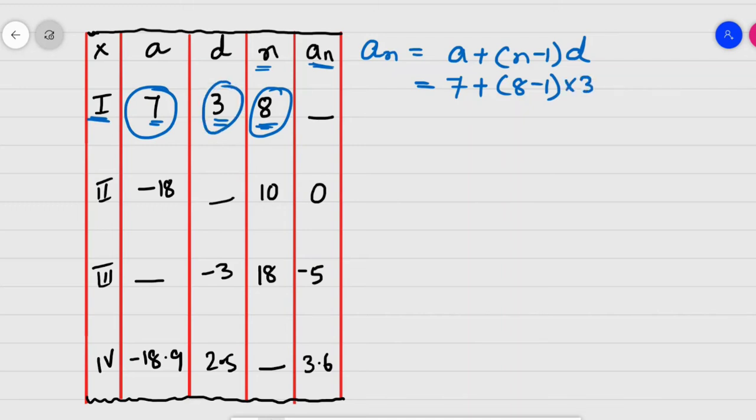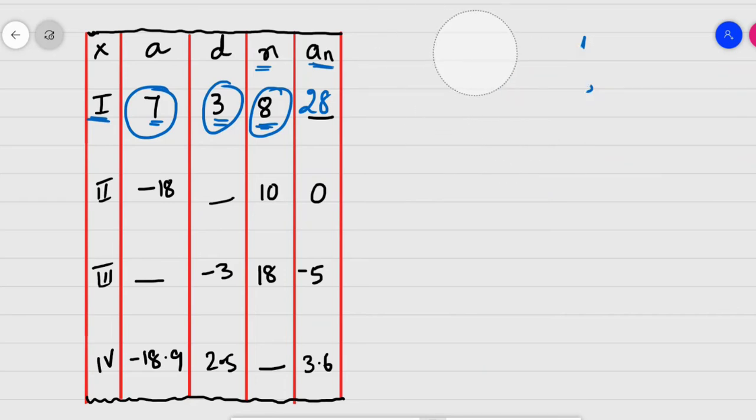So multiplied by 3. Now simply see, 7 plus 8 minus 1 is 7 into 3. This is giving you 7 plus 7 3s are 21 and your answer is 28. So how much are you getting? You are getting 28. It's very simple and very easy if you try to understand what all things are given. Okay, now see the next question.